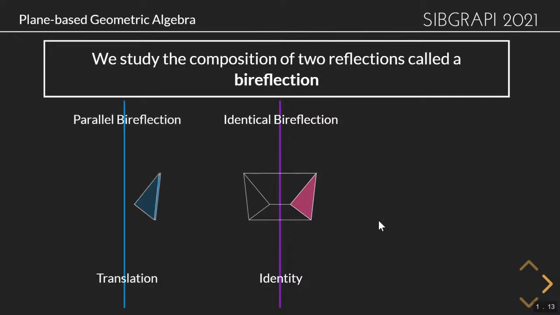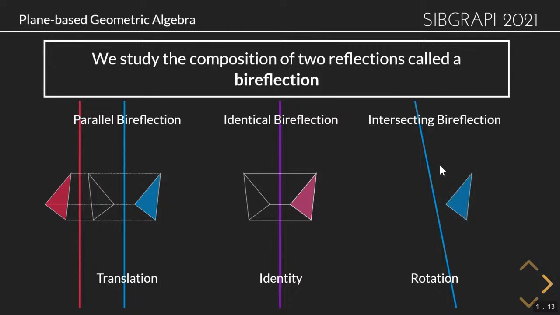If we take parallel mirrors and we reflect twice in parallel mirrors, then what we get is a translation. We will translate our original object by twice the distance between the mirrors. So it's the relative distance between the mirrors here that determines how far you translate. And so obviously, if we take this back down to the same mirror, we will again end up with the identity map. The last case is the case where we have intersecting mirrors.